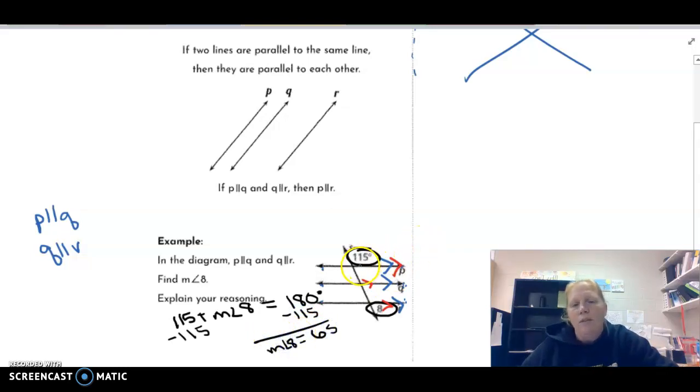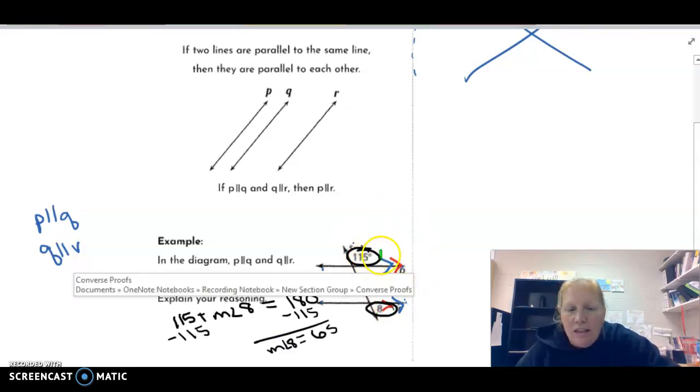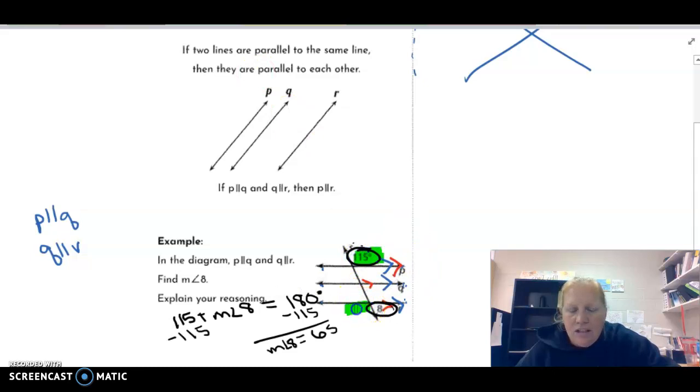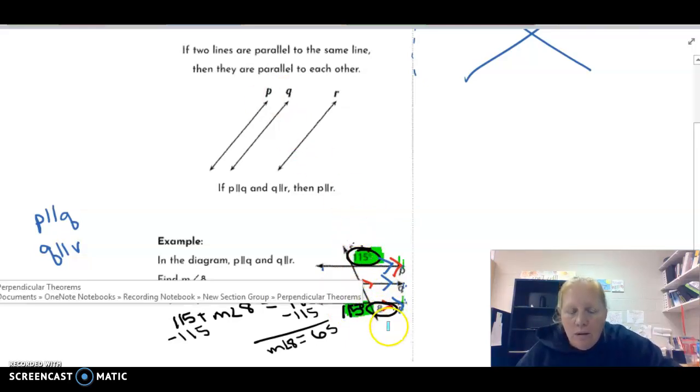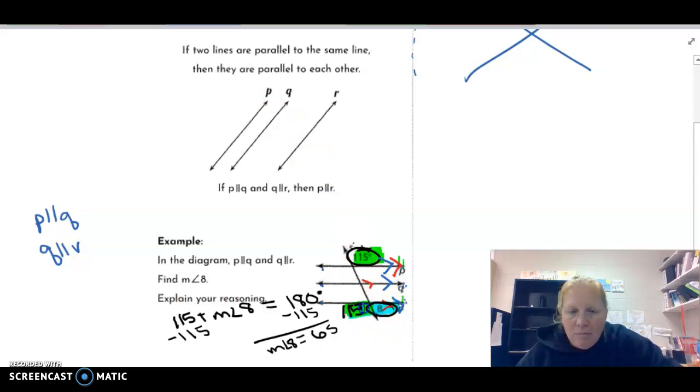Okay, now some of you are thinking, how did I know these are supplementary? Well, what I did is I looked at this angle here and I looked at this angle here. Because these lines are parallel, because P and R are parallel, I know that these two in green are alternate exterior angles. And alternate exterior angles we know are congruent, so this has to be 115. And then I know that the measure of angle 8 plus this angle, these are a linear pair, and therefore they are supplementary. So that's how I did that.